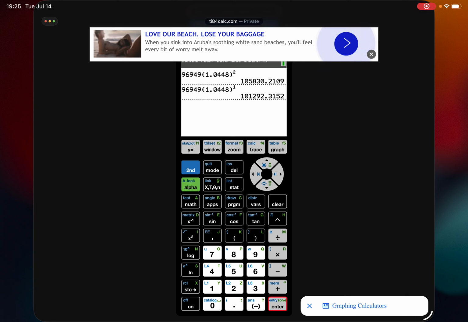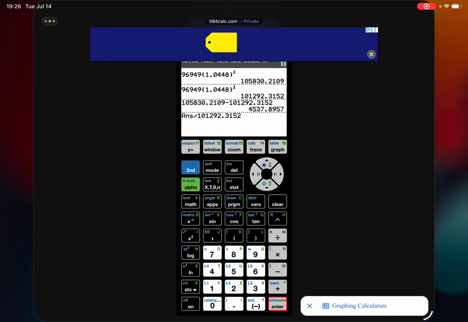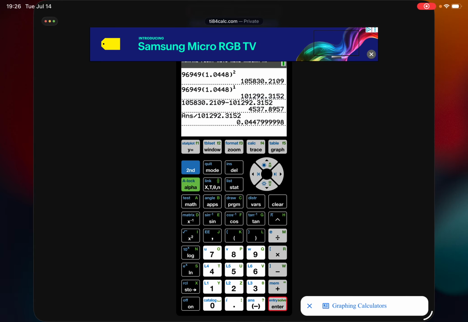So as I stated before, we want to take our new, which is raised to the power of 2, so copy and paste that, and then subtract our original, and then we're going to enter. So we get 4,537. From here, we're going to take that value and divide it by our original. So our value of V1, or V when t is the power of 1. Once you do that, you're going to hit enter, and we get this lovely bad boy.